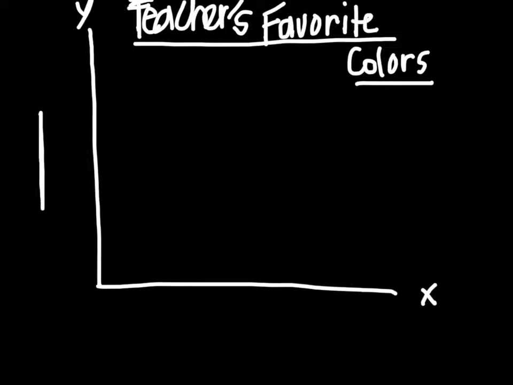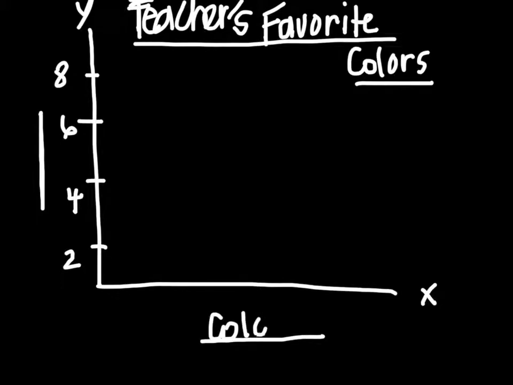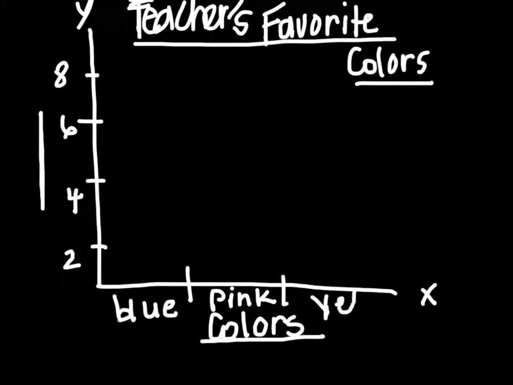So how am I going to count? I'm going to count by 2s today. So I'm going to say 2, 4, 6, and 8. And then my category is colors. So here's my category. And I'm going to do, the options were blue, pink, and yellow.